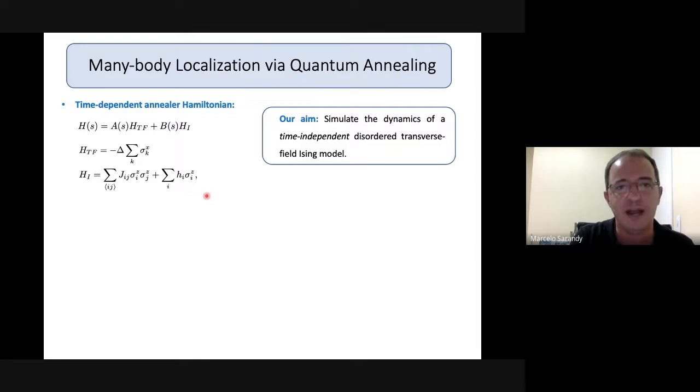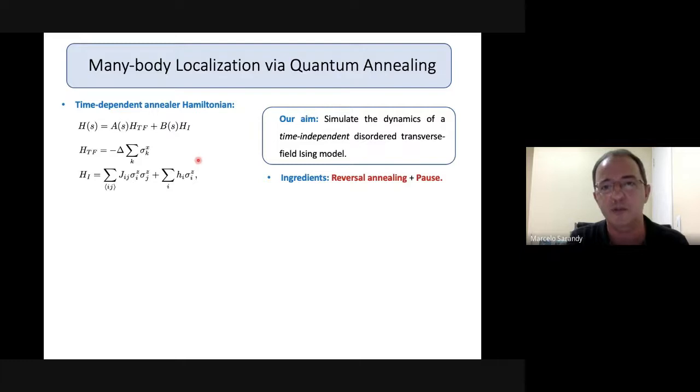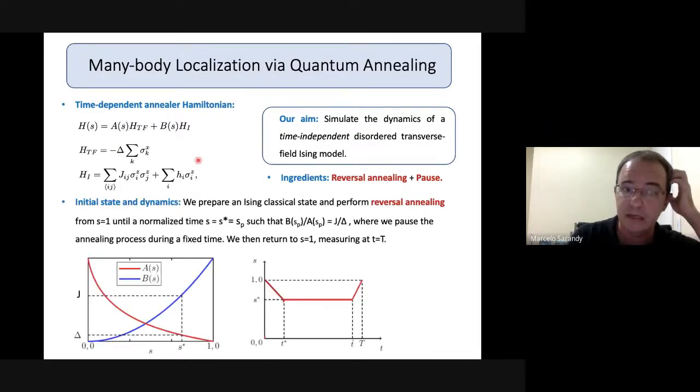This H I here. So our aim is to simulate the dynamics of a time-independent disordered transverse field Ising model. But the quantum annealer deals with a time-dependent Hamiltonian. So how can we manage that? The idea is the following. We use two ingredients in the quantum annealer. We use reversal annealing plus pulse. And this is what we do.